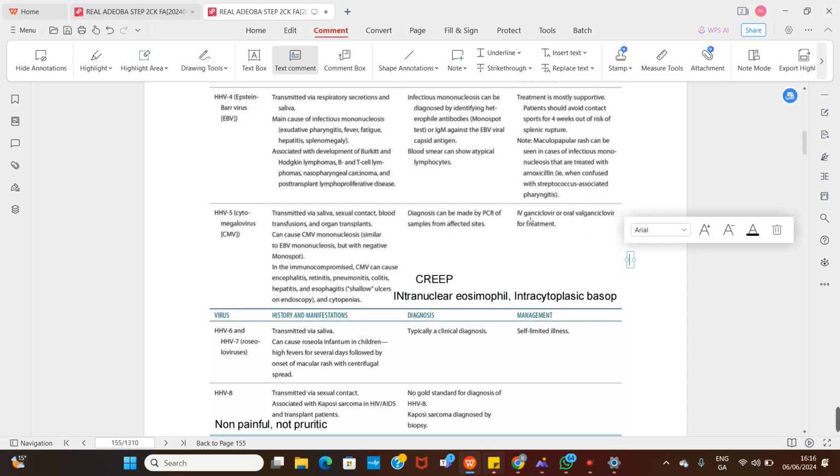How do you treat? Just give your IV ganciclovir or your oral valganciclovir for your treatment. So the ganciclovir is usually given intravenously, while the valganciclovir is usually given orally. Good.